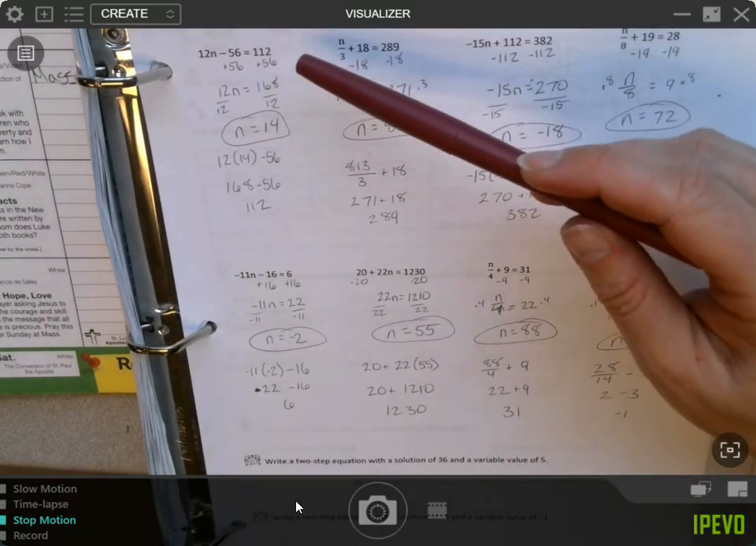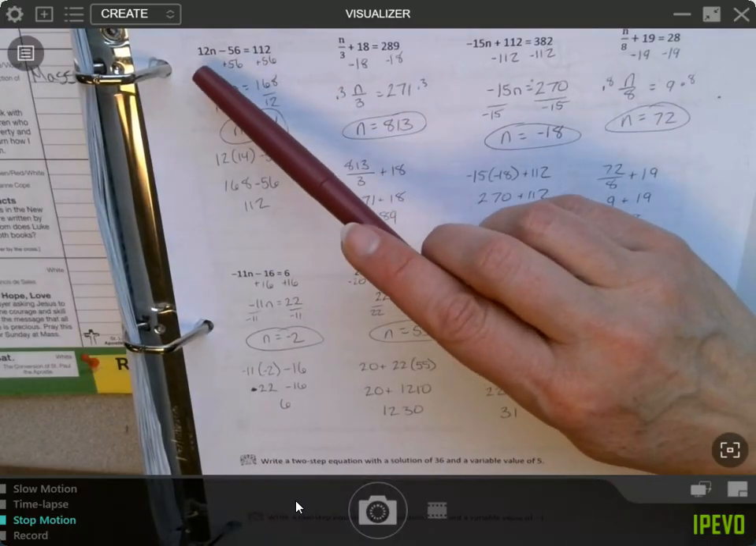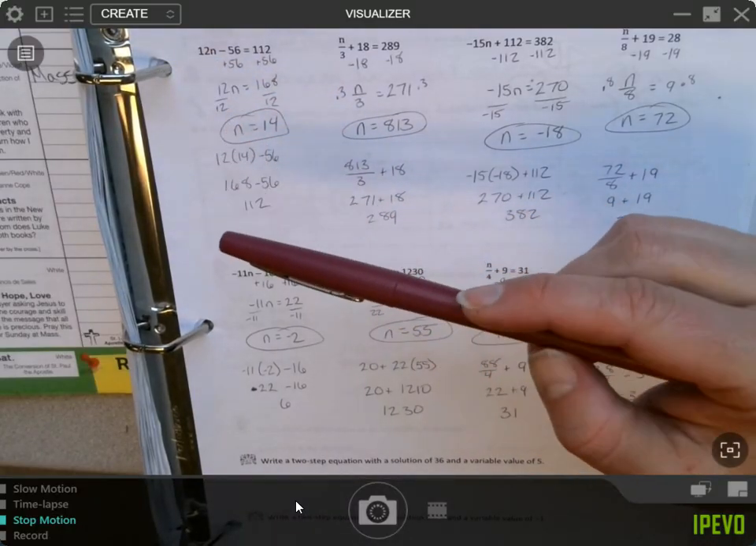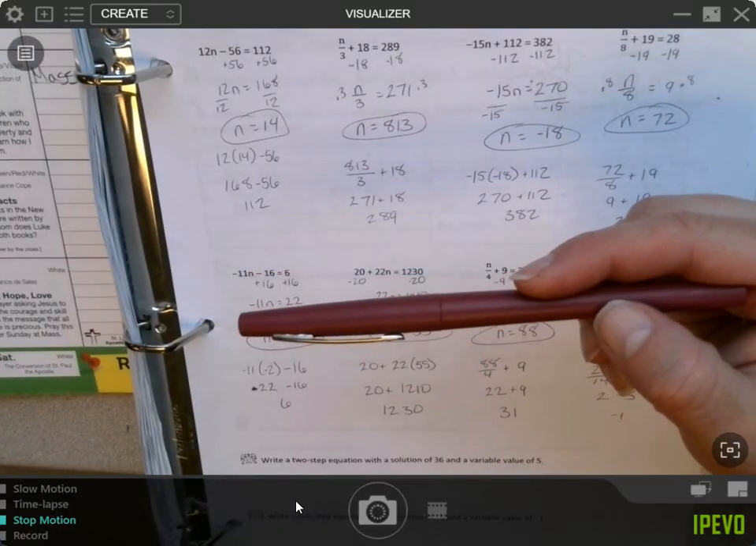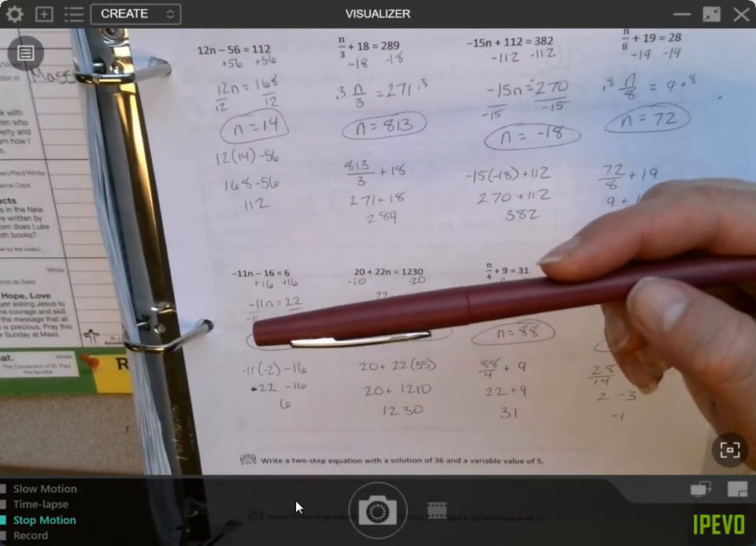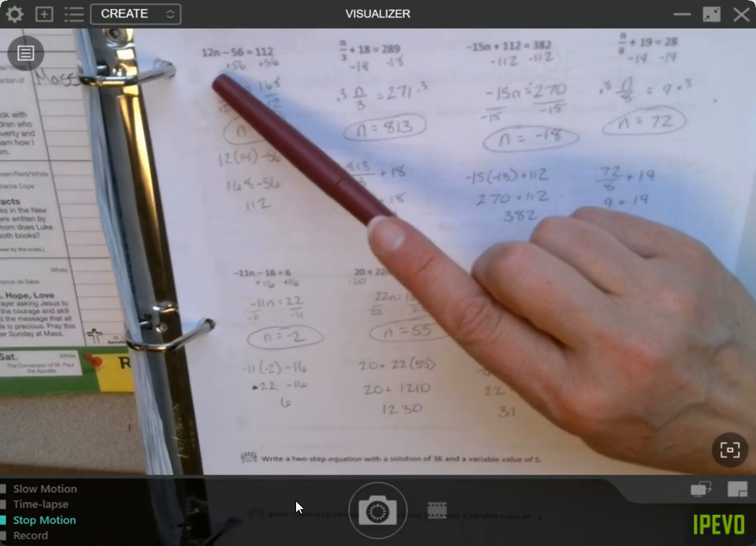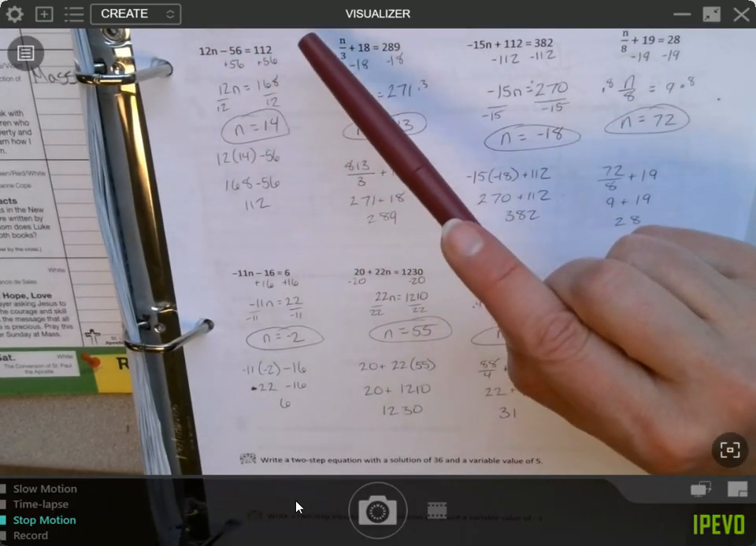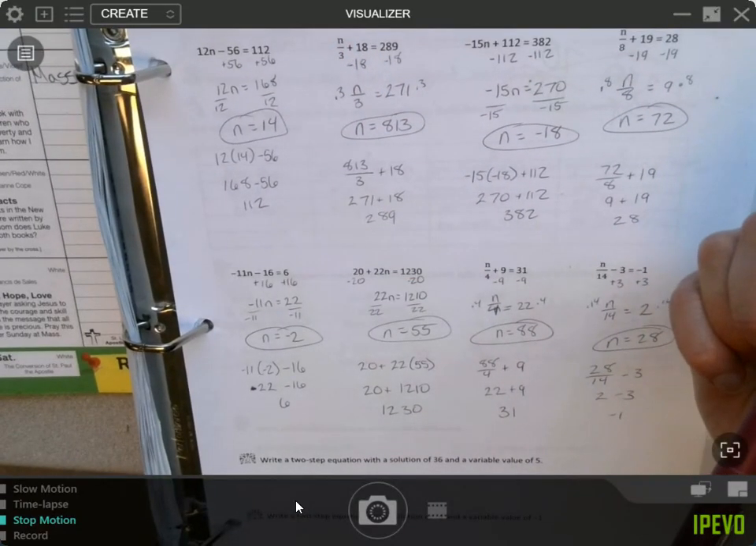So this first one, our first step was adding 56 and then dividing by 12, because remember we are doing opposite operations. We're doing the SAD/MRF. So we add and subtract first, then we multiply or divide, doing opposite of what was in our equation because we're going to the opposite side of the equal sign. If we go to the opposite side of the equal sign, opposite operations. If we're on the same side of the equal sign, it's the same operation.